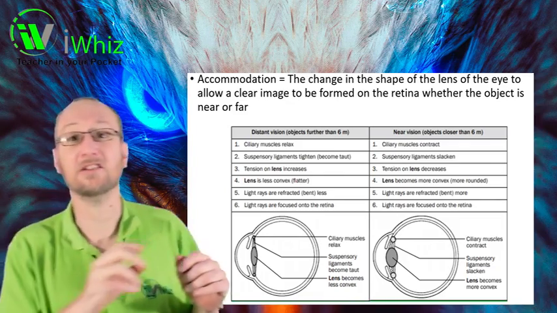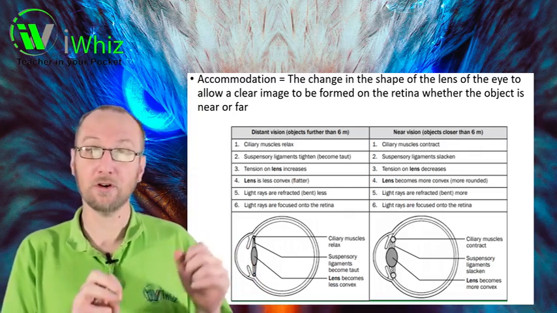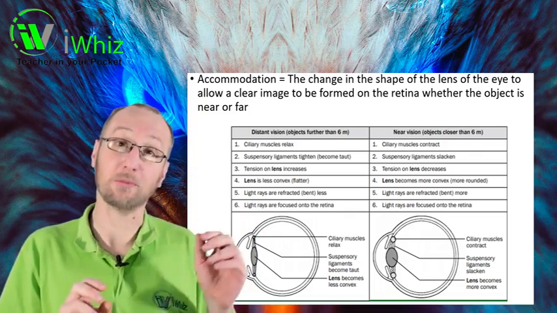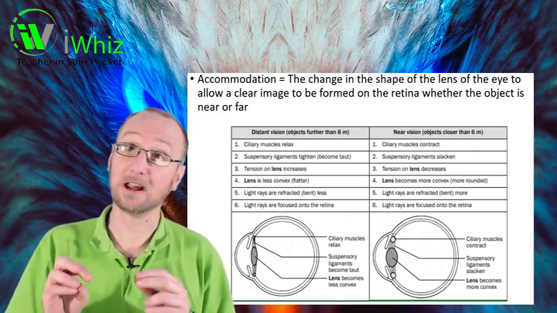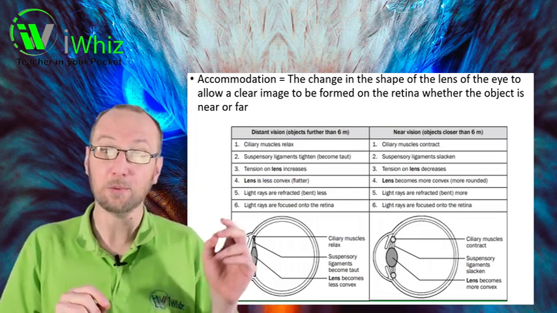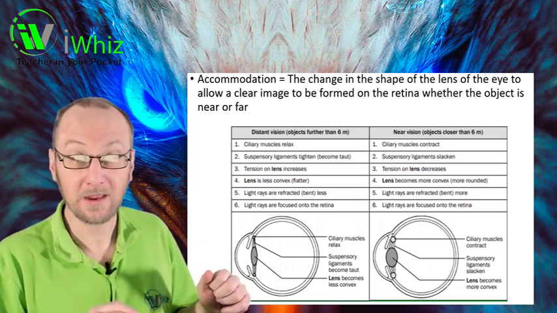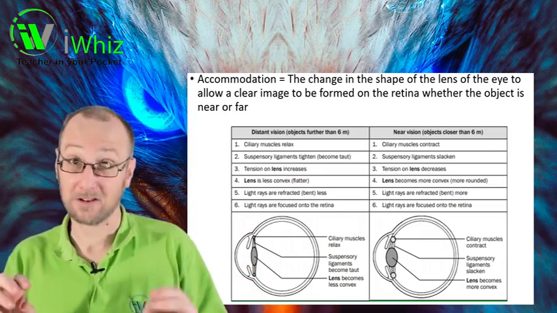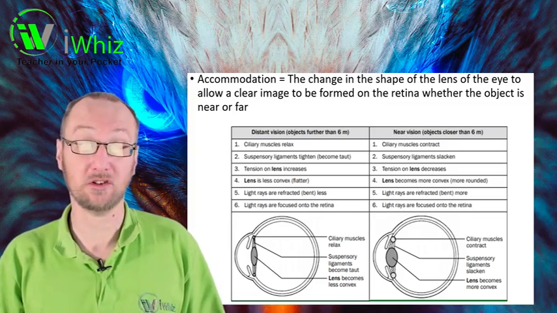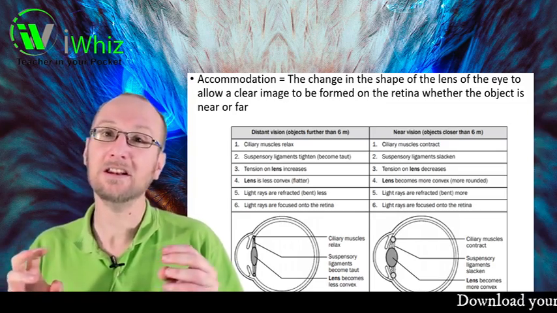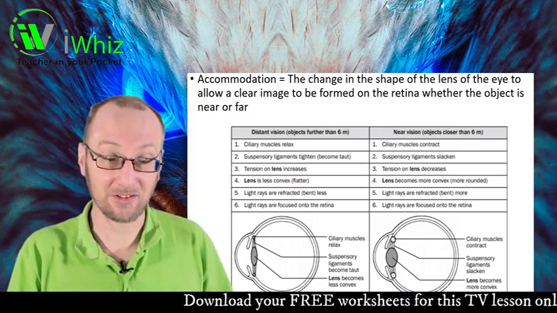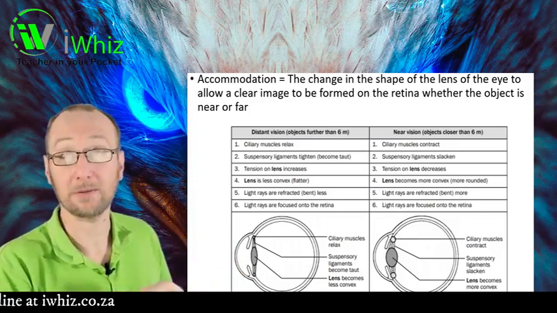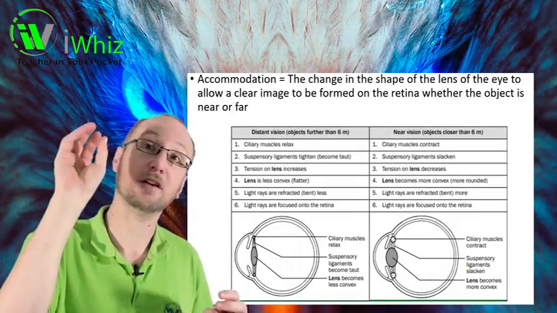So when we look at a distant object, first of all, the ciliary muscles in the eye relax. The suspensory ligaments then tighten or become taut. This puts tension on the lens and pulls the lens, causing it to become more flat, or in other words, less convex. The light rays entering the eye are then bent less, and the light rays are focused onto the retina. That's what happens when we're looking at something far away.